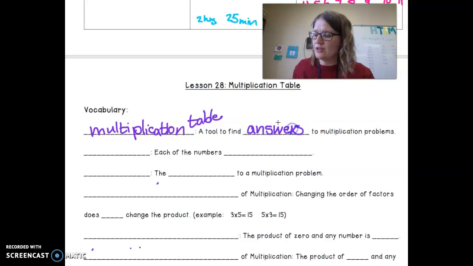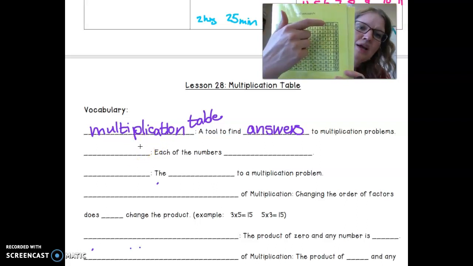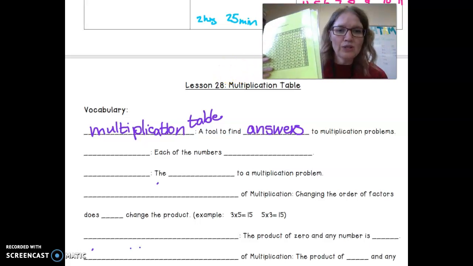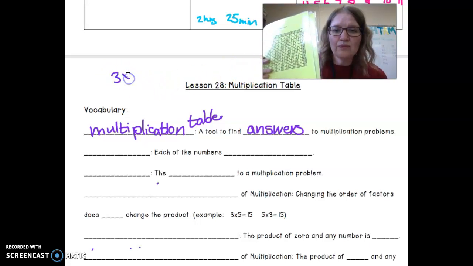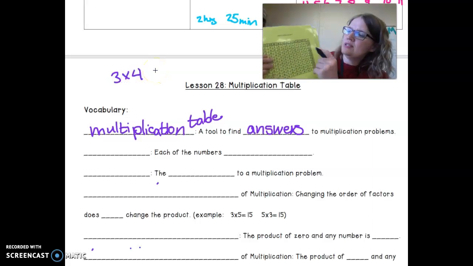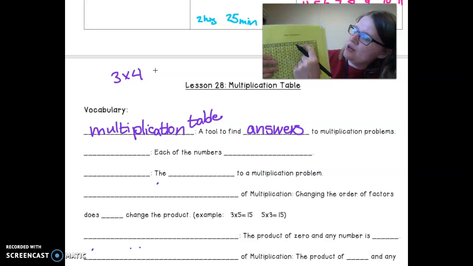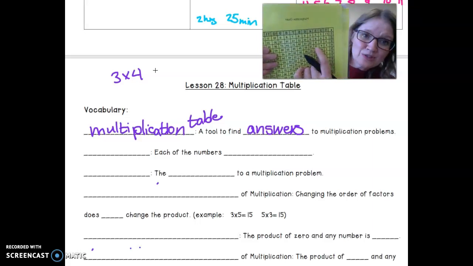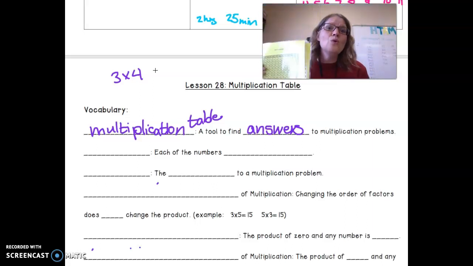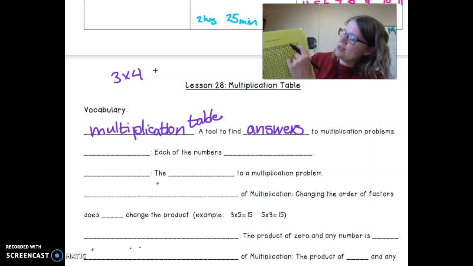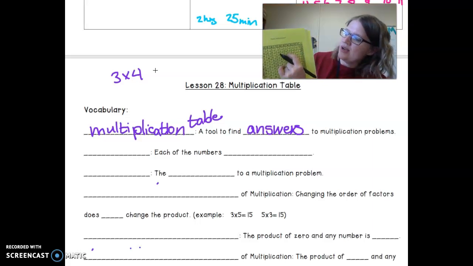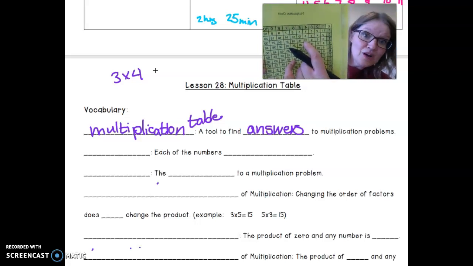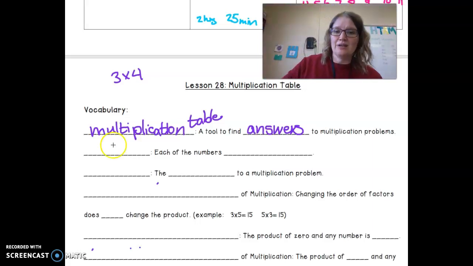The way we find answers is we look at the numbers. Say we want to know 3 times 4. We go up to the top and see our 3, and then we go down, we see our 4. We go down this way and over this way, and the answer shows us right here that it's 12. Or we can go down 3 and over 4, and look what the answer is again, 12. So very, very handy.